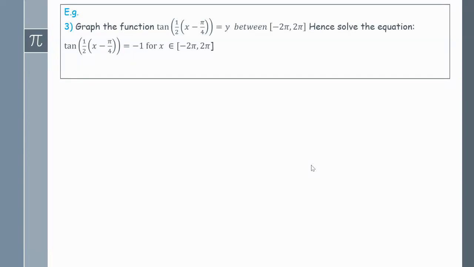So we're coming into a more complex equation. We were asked to graph the function y equals tan of a half times (x minus pi on 4), between the domain of x equals minus 2 pi and x equals 2 pi.